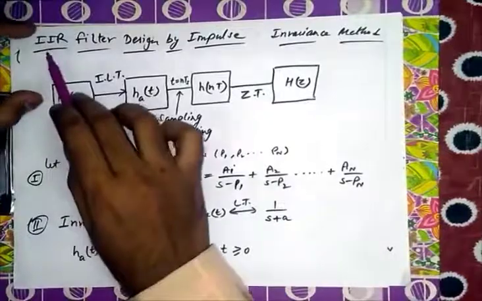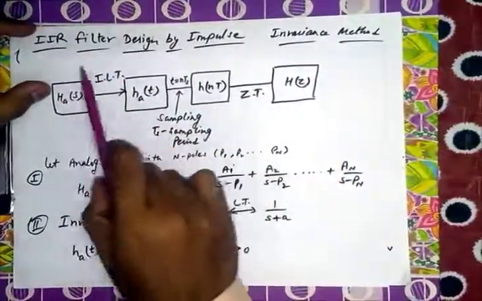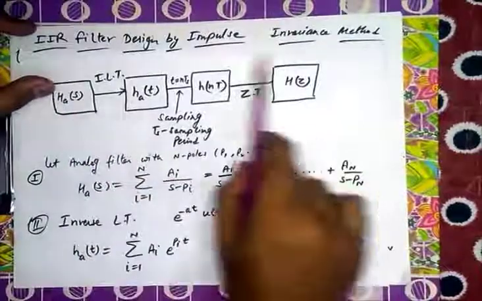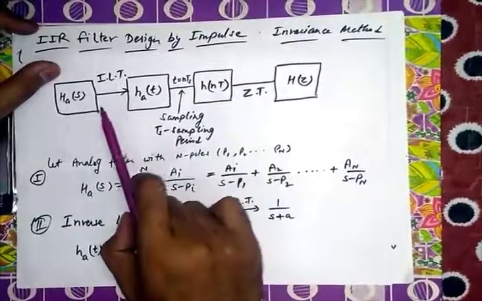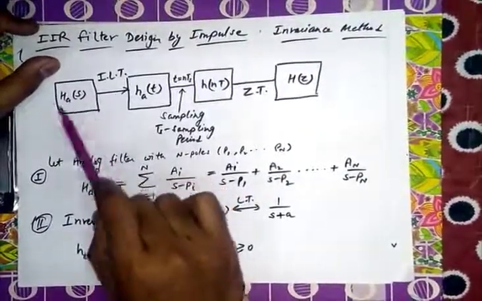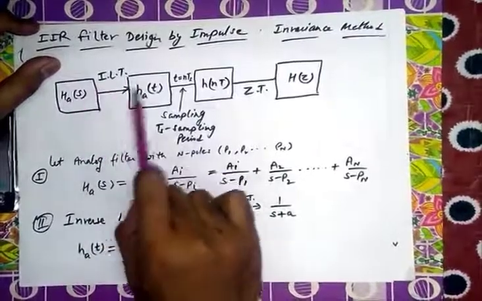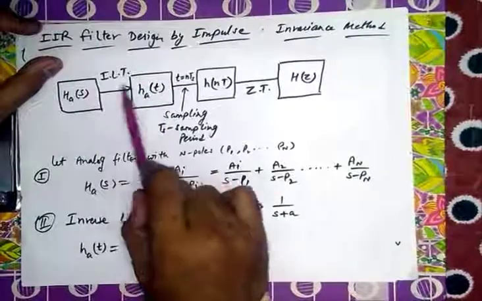Now the first method is the impulse invariance method of IIR filter design. These are the steps or methodology to convert using the impulse invariance method. First, we have the transfer function of an analog filter, and then we do the inverse Laplace transform of this using the formula, and it will be converted into the time domain.